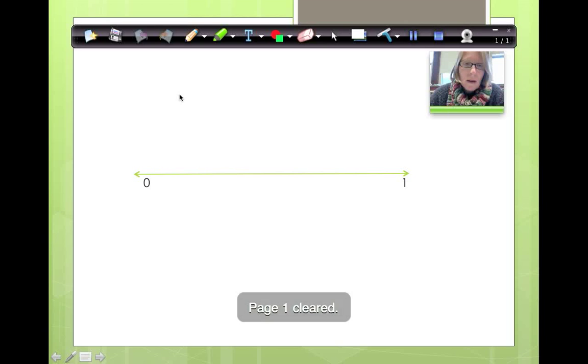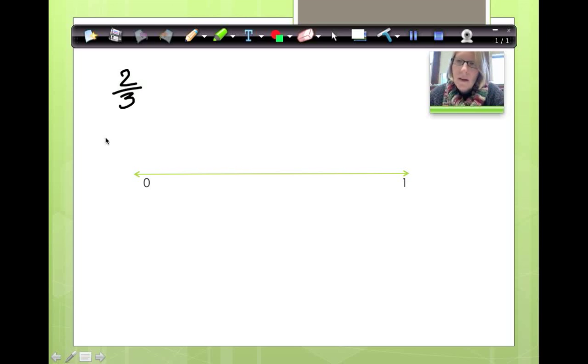Okay, I'm going to change to black. This time, let's find 2/3. Label your number line and show me 2/3. Well, first I'm going to have to cut it. Where am I going to cut my number line? I'm going to cut it into thirds, right?